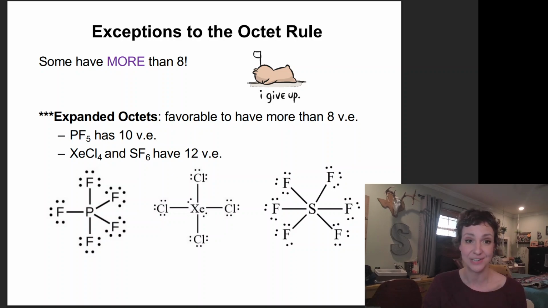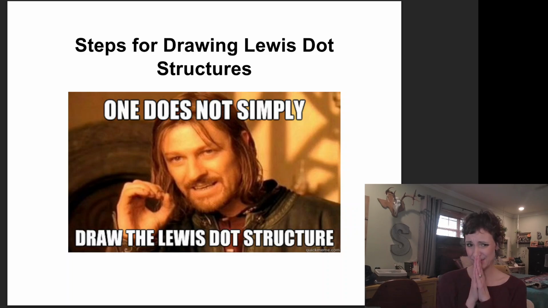You are not required to know the exceptions of the octet rule of atoms that are okay with more than 8. All right, so we got steps for drawing Lewis dot structures. There are some steps here. One does not simply draw the Lewis dot structure. There are some rules and organization that's required to get to that point.